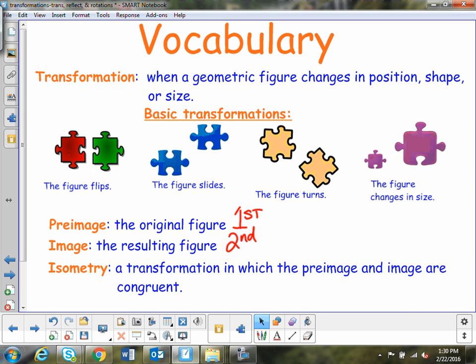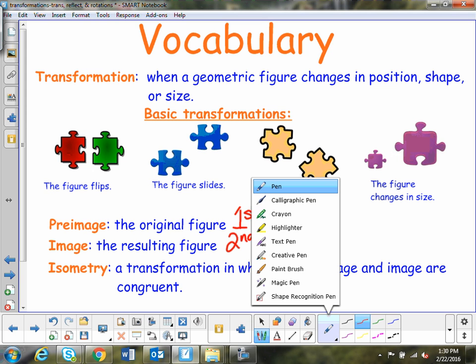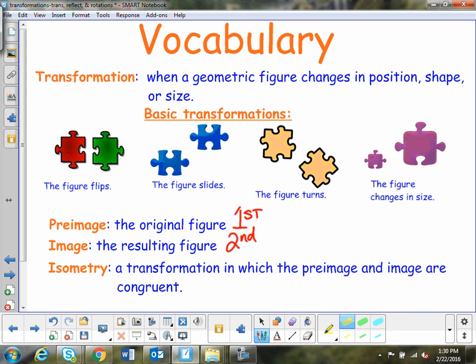Isometry. The transformation in which the pre-image and the image are congruent. So be able to identify what an isometry is. The key word here, if you can just remember that, is that pre-images and images have to be congruent. So keyword congruent. If they're not congruent, then it's not an isometry.